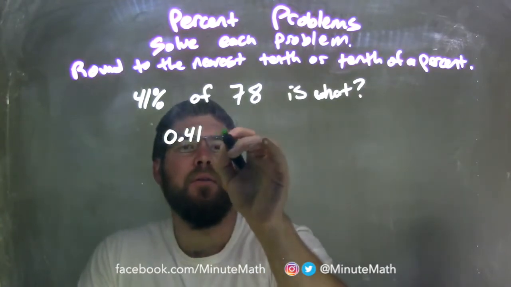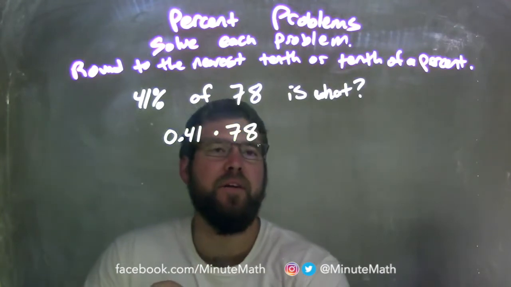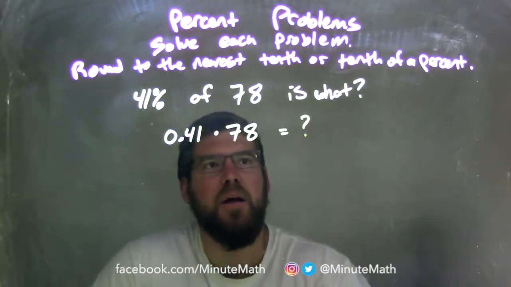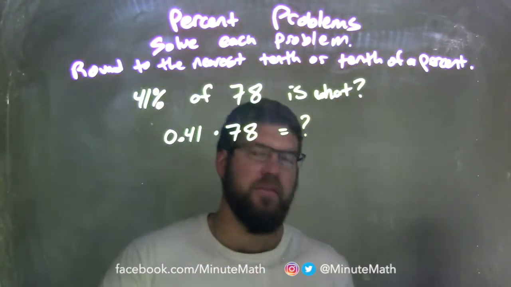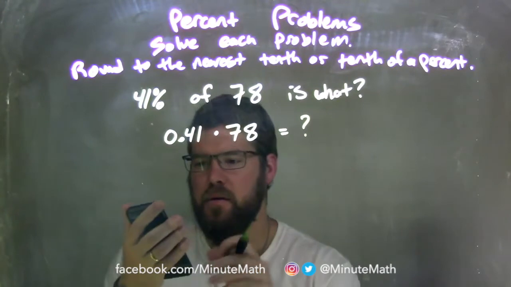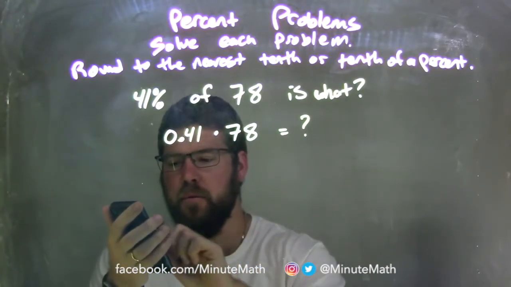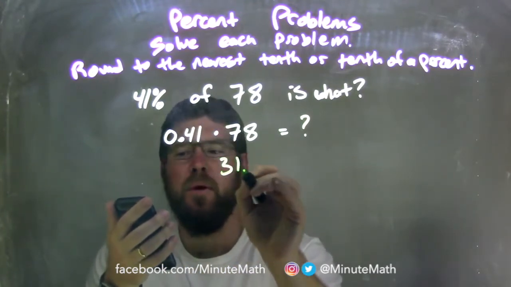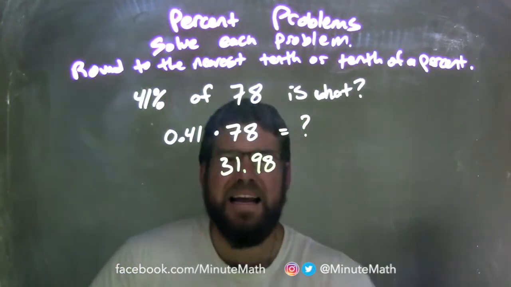Well, that's going to be multiplied, right? So times 78 is, I don't know what. So that's what we're going to try to find. We're going to take the 0.41 and multiply by 78. That comes out to be 31.98 right there.